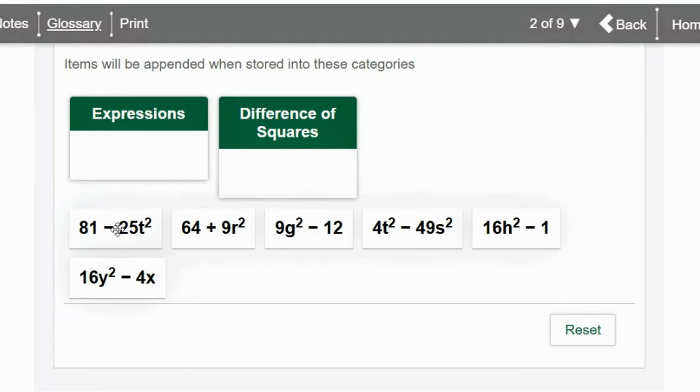So this first one, let's start with this one right here. 81 minus 25t squared. Is that just an expression or is that actually a difference of squares? 81, is that a perfect square? 25t squared, is that a perfect square? And are we subtracting those? Is that a difference? Olivia says this is a difference of squares. Yes, Breland said yes, it is.